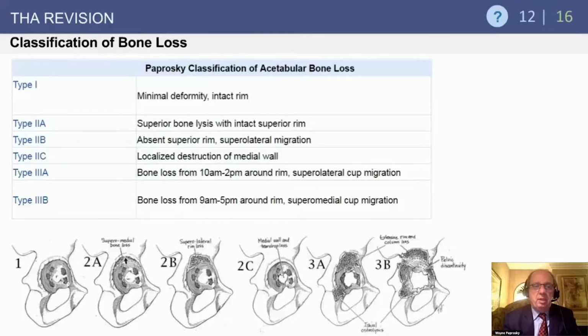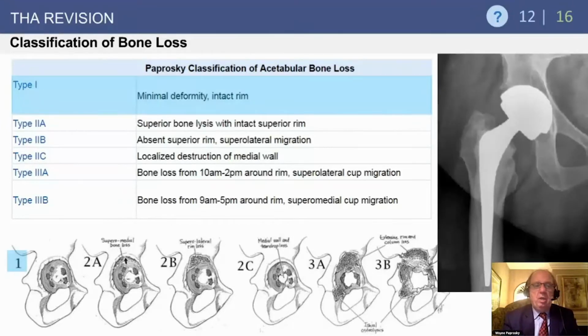That means the cup is not stable on its own. And the 3Bs, even a bigger defect from 9 to 5, but the migration is up and in. Superior medially means up and in. And the type 3s, the migration is greater than 3 centimeters. So when you measure it on an x-ray, you'll see that. And this is how we'll go through these.